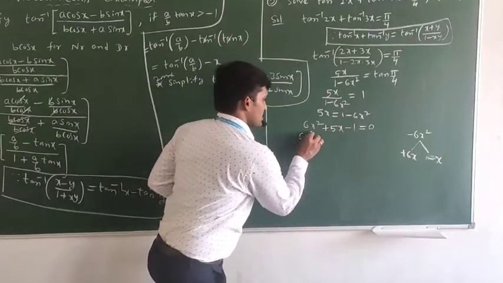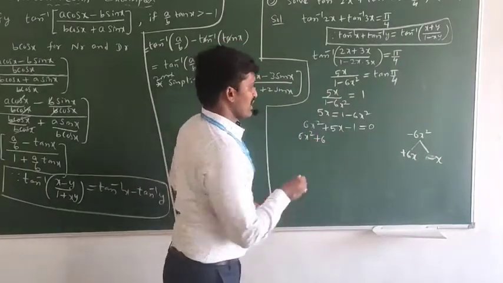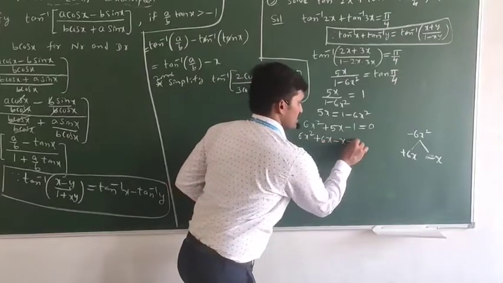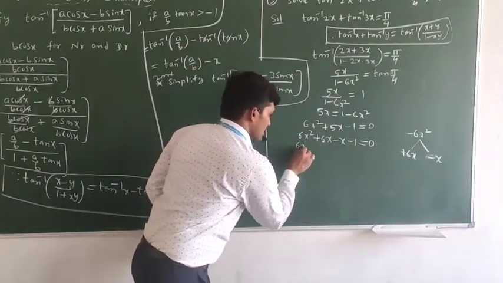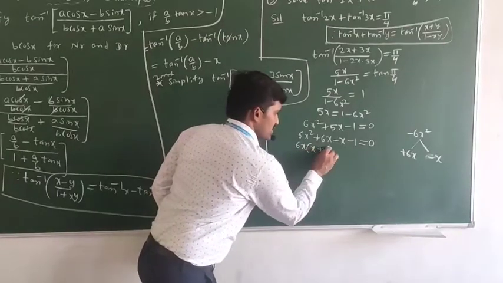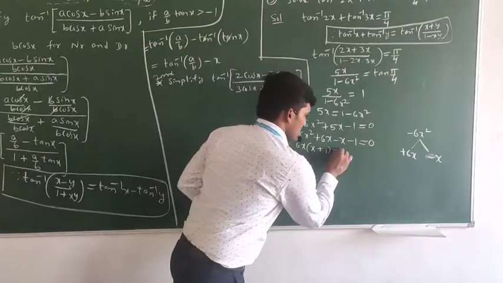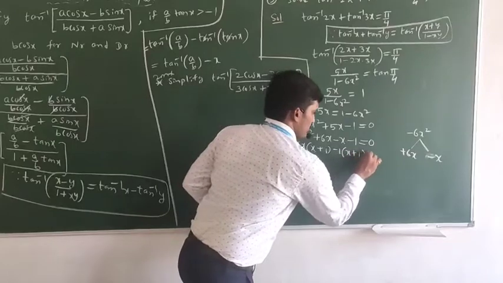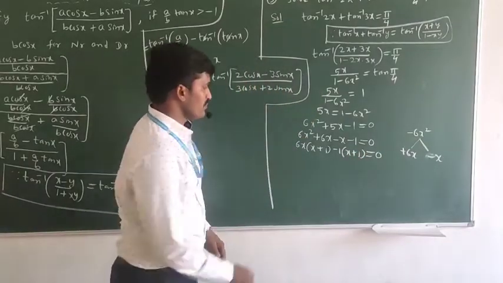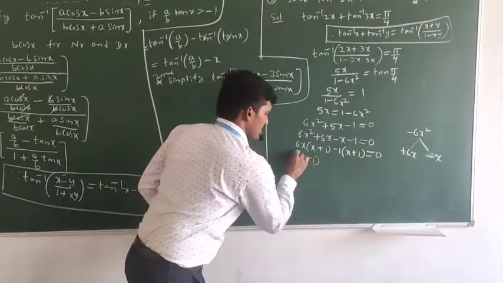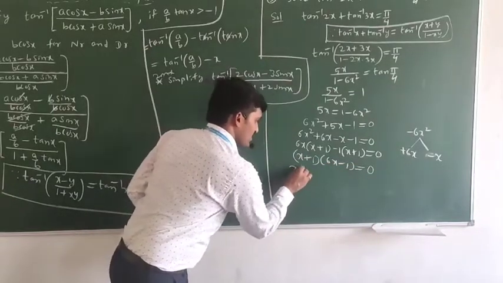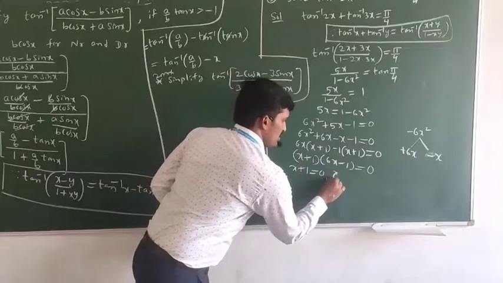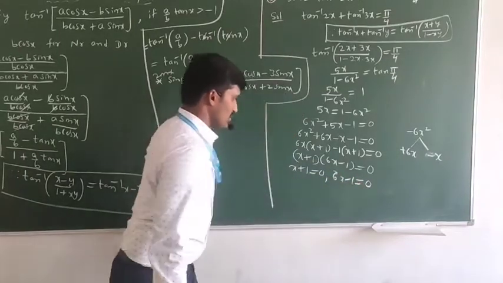Now 6x square plus 5x, you can write as 6x square plus 6x minus x minus 1 equal to 0. In the first two terms I am taking 6x common, remaining x plus 1. From the last two I will take minus 1 common, x plus 1 equal to 0. Now again x plus 1 common into 6x minus 1 equal to 0. From the first factor, x plus 1 equal to 0, and 6x minus 1 equal to 0.